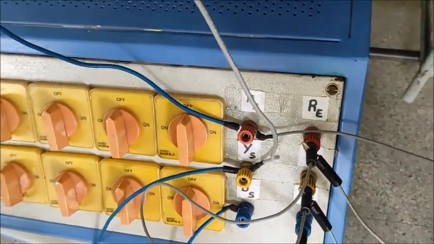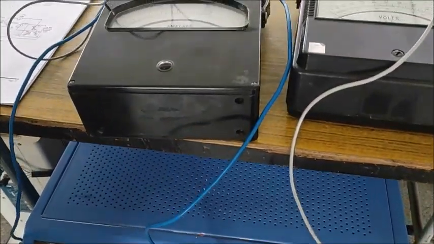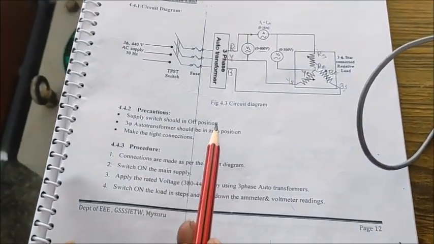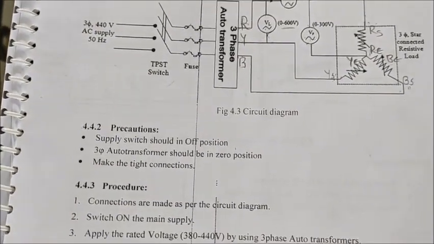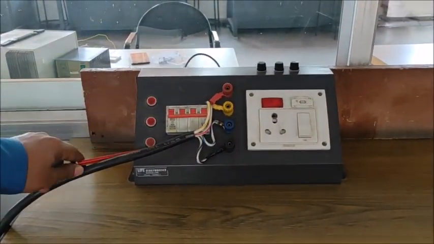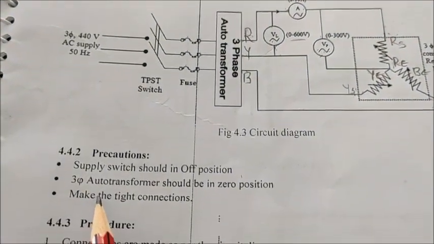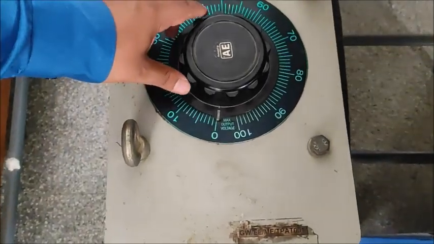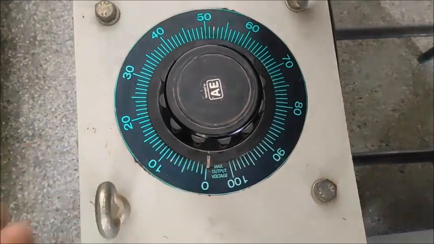Now, before we turn on the circuit, we have to consider certain precautions. The first one is that the supply switch should be in off position. Before we energize the circuit, you have to ensure that it is in off condition, which means these lamps will be off. The second precaution is that the three-phase auto transformer should be in zero position. Please ensure that this knob is at zero position.